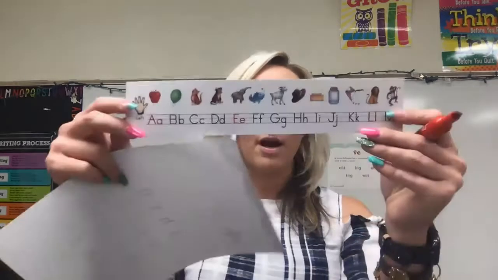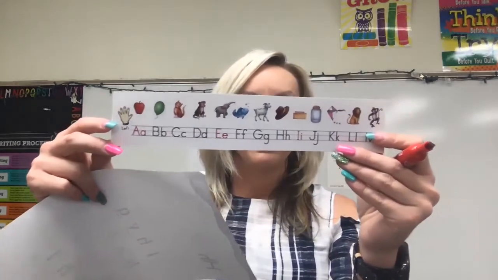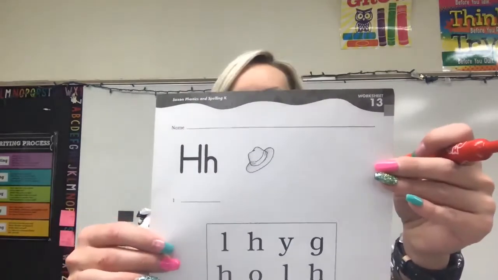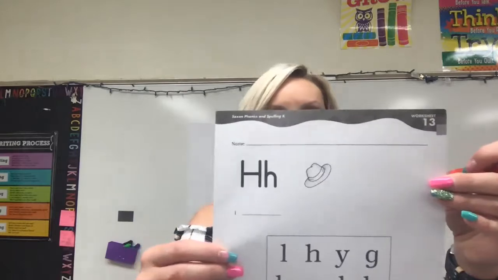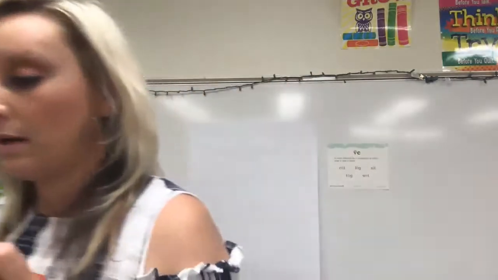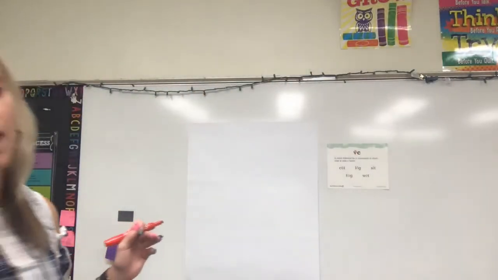We are going to be working today on a new letter, but before we get started, let's talk about what we're going to need. You're going to need your alphabet strip. You're going to need your phonics paper, and you're going to need your handwriting paper. Those are the three things that Miss Elmore needs you to have. We are going to be looking at our capital and lowercase h today.